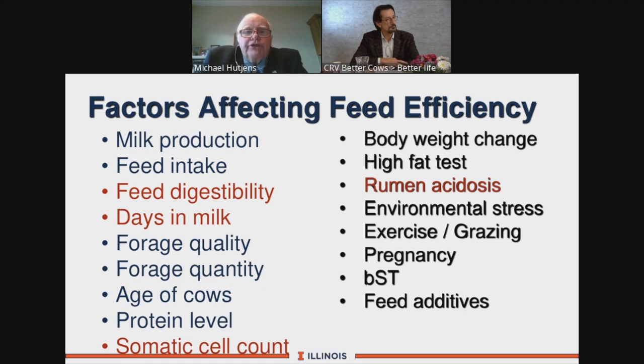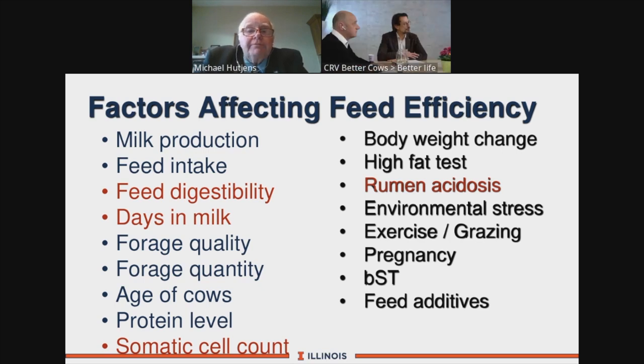Simply means that once you get over 200 days in milk, you are now starting to milk what we would call in the US a staler herd. Stale meaning not as fresh as they should be. And we know that the most efficient cows are your highest producing cows in early lactation. So reproductive performance is critical. Somatic cell count. We all understand that if you have high somatic cell counts, you're going to lose milk yield. And of course, that affects feed efficiency.